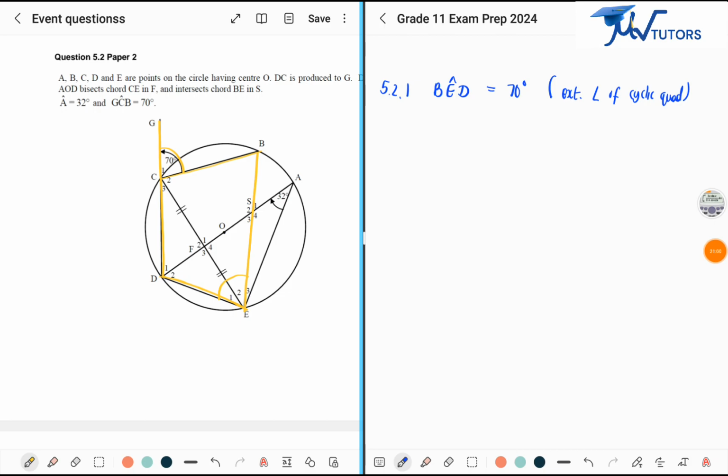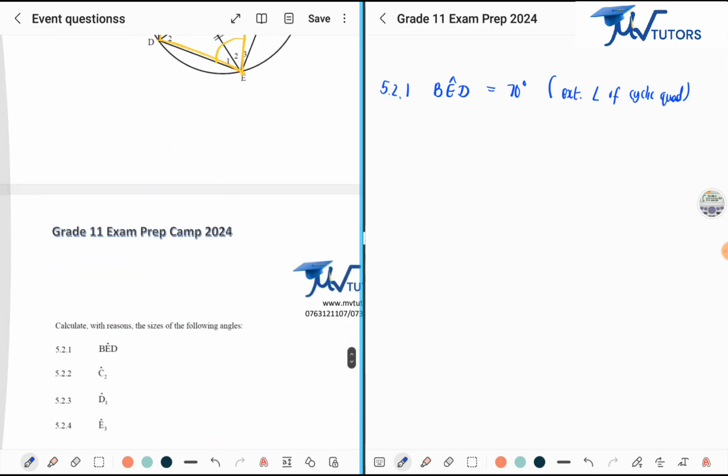And I would advise that every time you get an angle, just also indicate it on your sketch, okay, so that you can populate it and see what's missing. All right, let's move on.